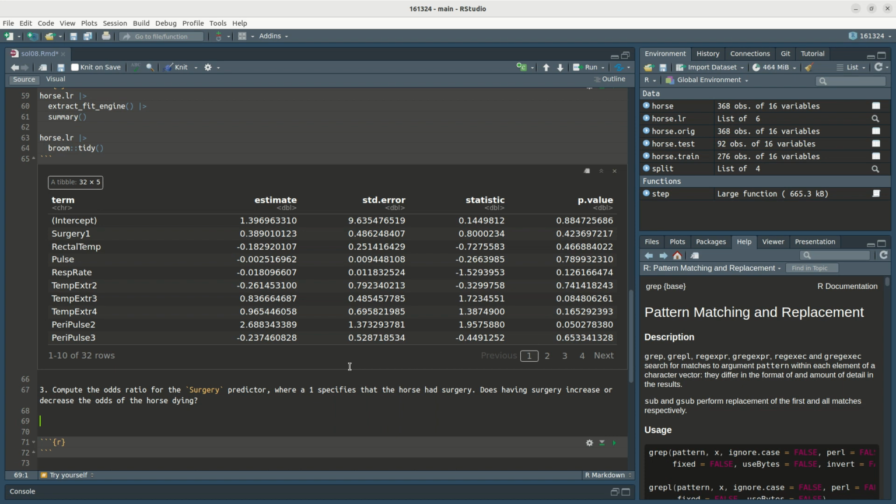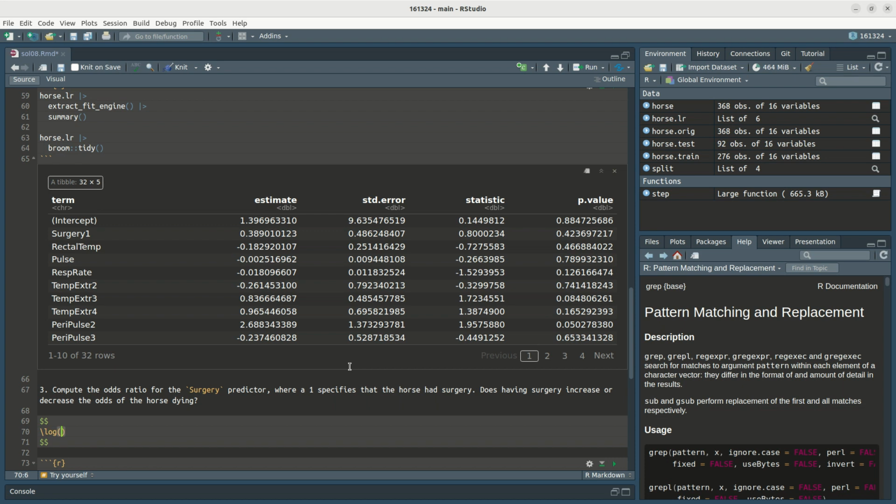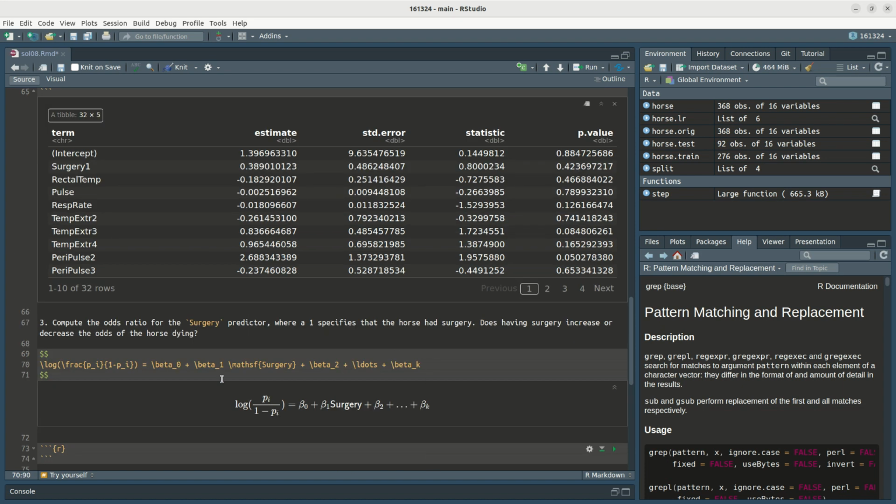So the actual linear predictor, if I write it in maths, would be: log of pi on 1 minus pi, where pi is the probability, is going to be that linear predictor, right? So we're going to have beta 1 surgery plus beta 2 something plus a bunch of other stuff, up to say beta p or something like that. Let's use k. Right, so here's our formula here.